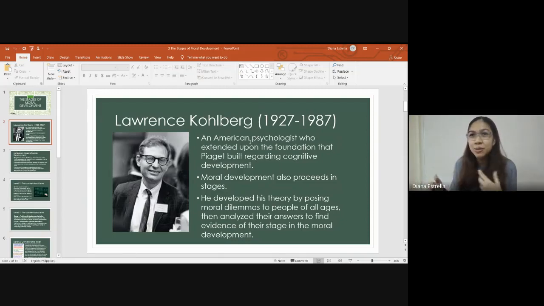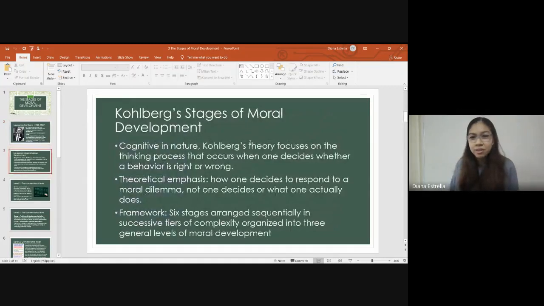Okay. So cognitive nature, Kohlberg's theory focuses on the thinking process. Ayun nga. Okay, paano ka gumagawa ng desisyon kung ano ang tama o mali? It doesn't matter kung ano ang tama o mali sa iyo eh. Parang it's like paano ka naka-arrive sa desisyon na 'yan na ito yung tama at ito yung mali. Okay. So the emphasis is how one decides to respond to a moral dilemma, not what one actually does.